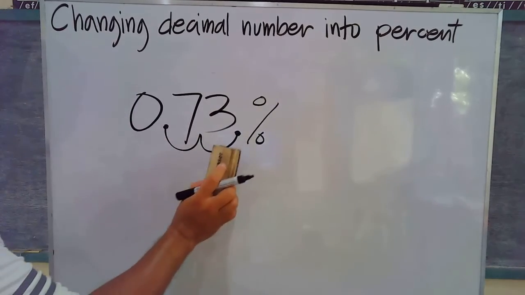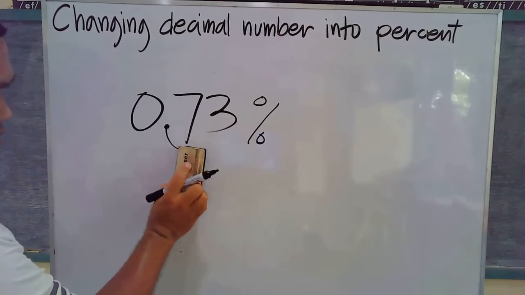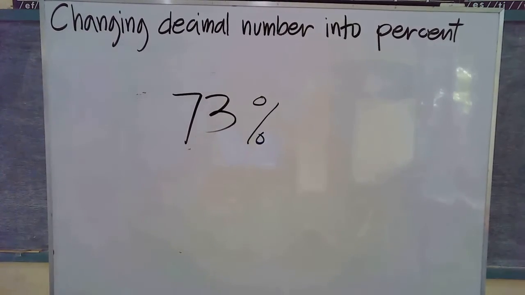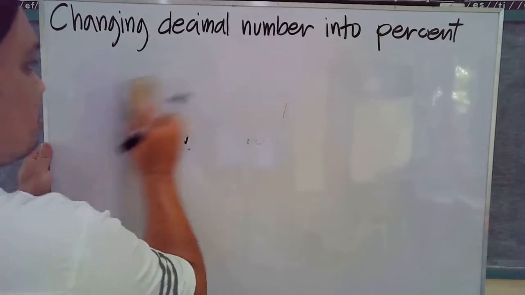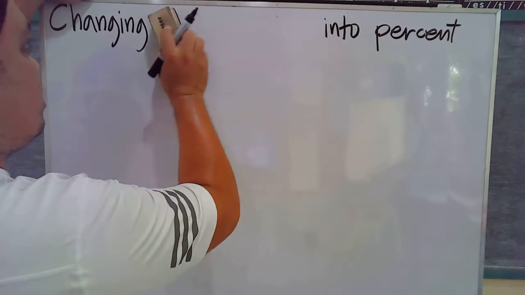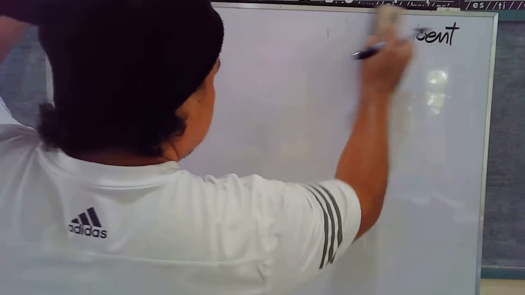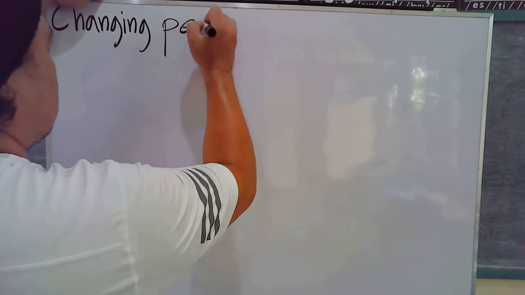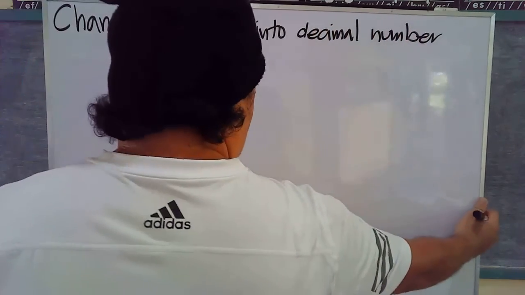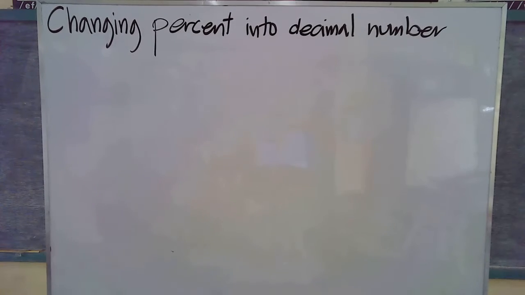So 0.73 becomes 73%. Okay? That's it. Now, how about what are we going to do if we want to change percent into a decimal number? Okay, so this time we want to do the opposite, changing percent into decimal number. Okay, from percent we want to change it into a decimal number.